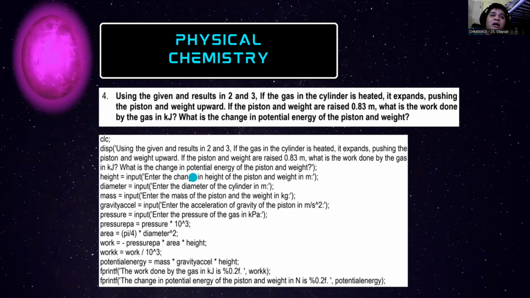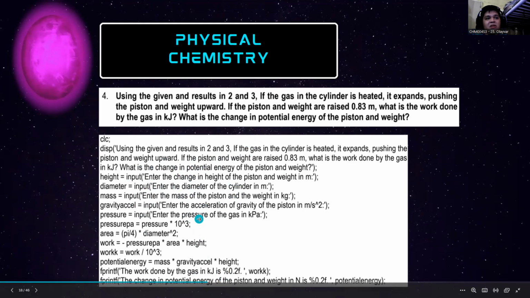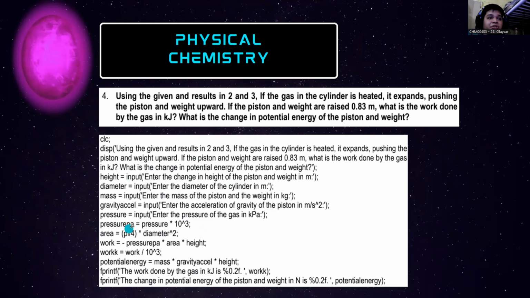And after that, he put the problem that we need to be solved, and the input in the coding where we input the necessary data that we need in order to get the results. And after that, we will have the formula, which is here, the pressure in pascal. We will convert the pressure that we have into pascal. And after that, we have the area. We need the area using the diameter.